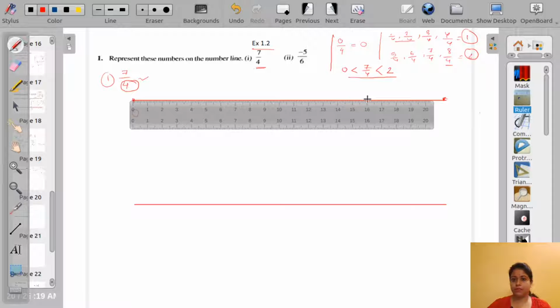This is 2, 8 by 4. Okay. Then our 1 will be at half, 4 by 4. Okay. That means between 0 and 1, we have to make 4 equal parts, 2, 3 and 4. Okay, 4 equal parts, and after 1, that means between 1 and 2, again we have to make 4 equal parts.